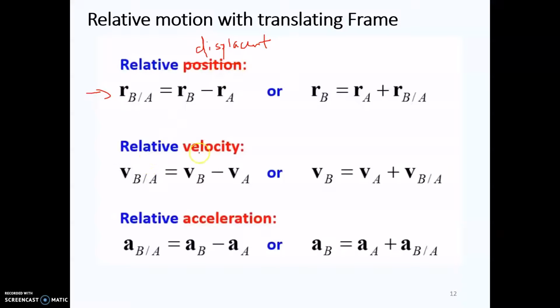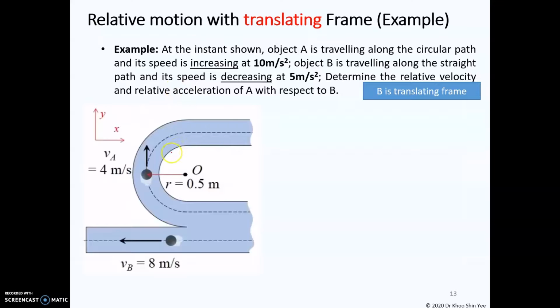You can find the relative velocity by taking the differentiation. So take the differentiation of the displacement with respect to time, then you obtain this result. And take the differentiation of velocity with respect to time again, then you obtain the relative acceleration. Let's try with this example.